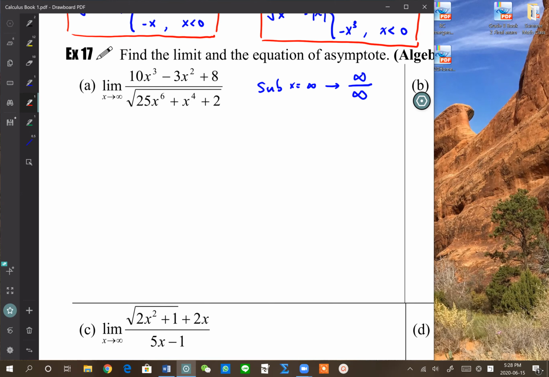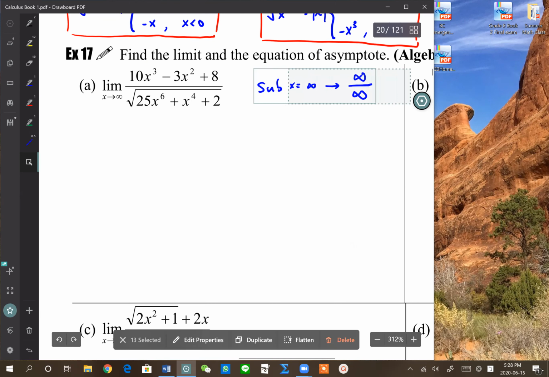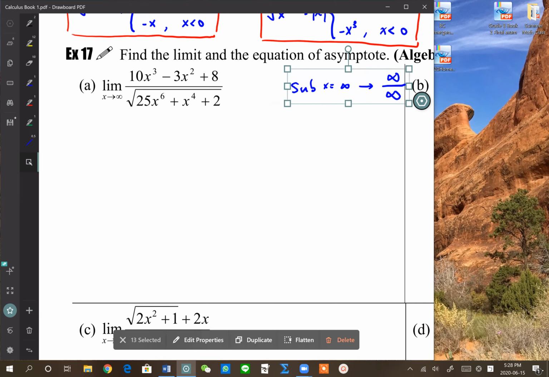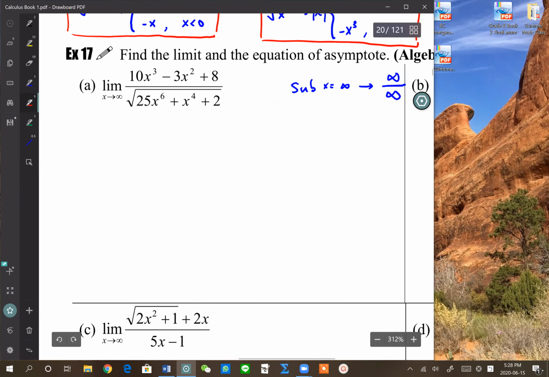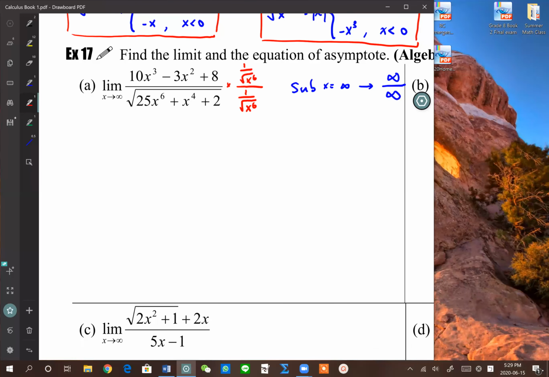Hold on, let me move this thing over first. Okay. So we need to multiply top and bottom by square root of x to the 6. Okay, like this. Right? Top and bottom we need to multiply by the same thing. The reason why we choose square root of x to the 6 instead of just x cubed is because only a square root can multiply with a square root, right?